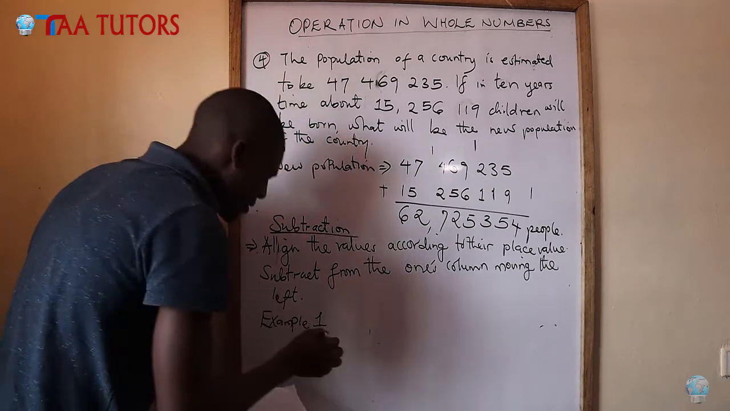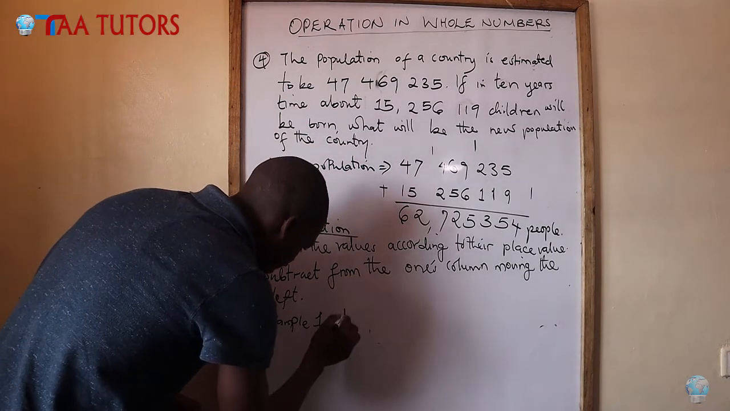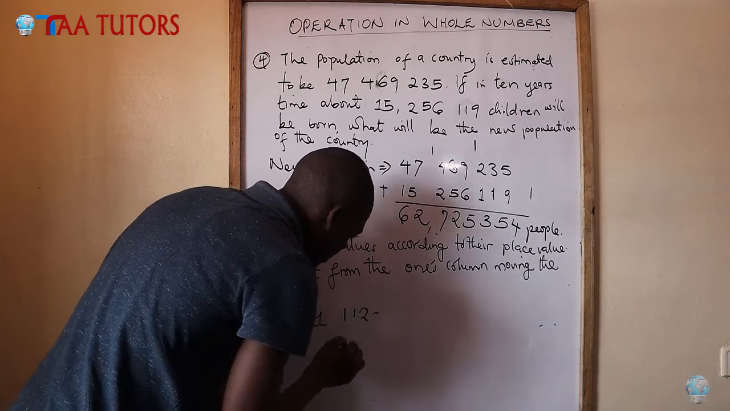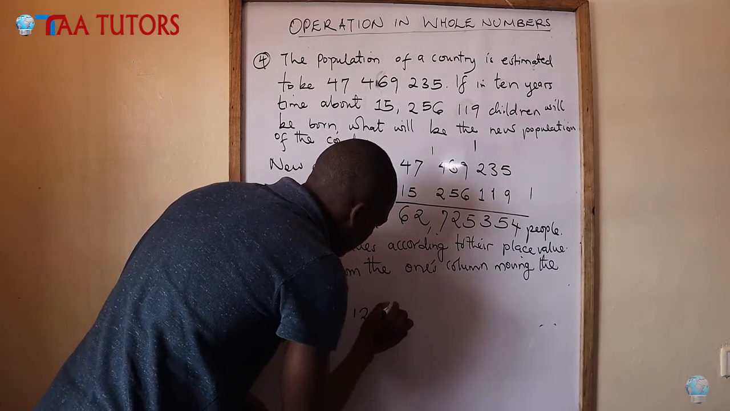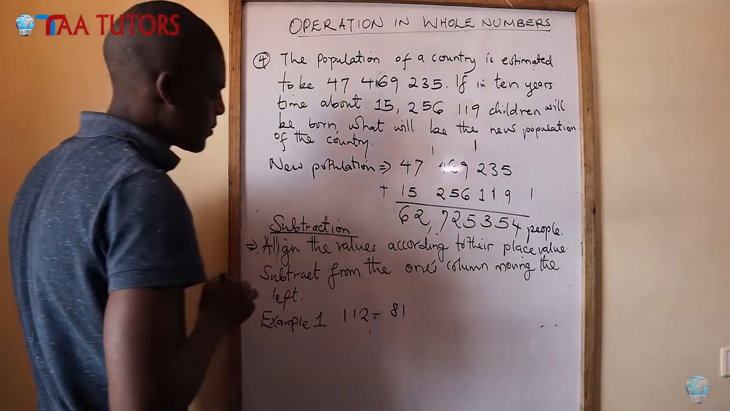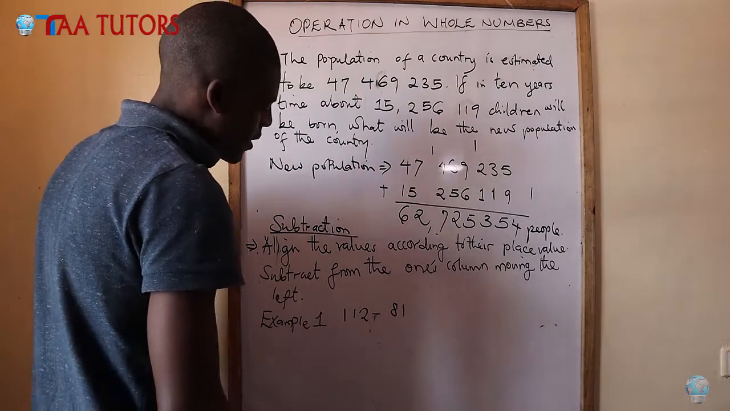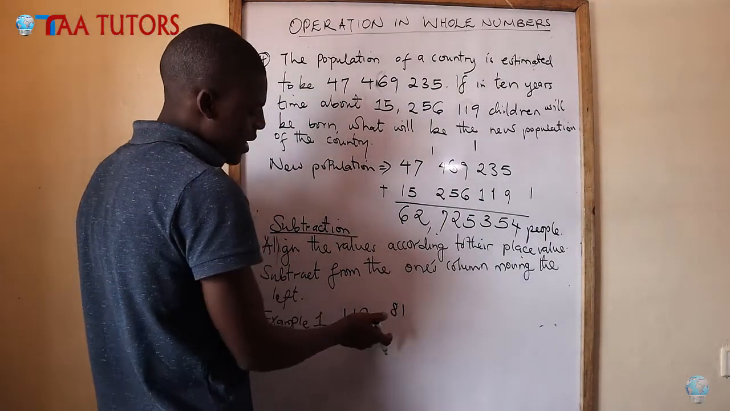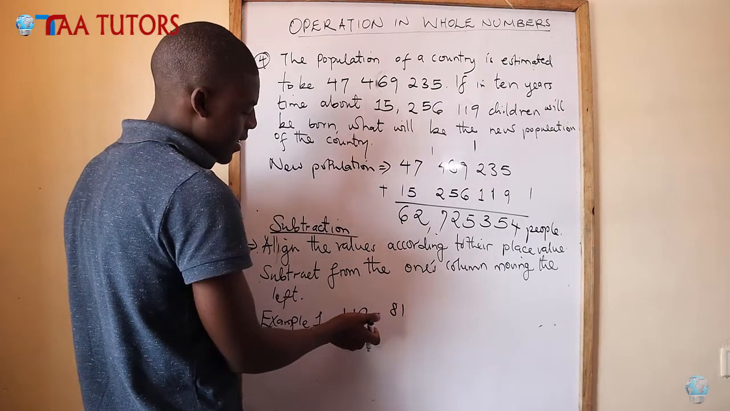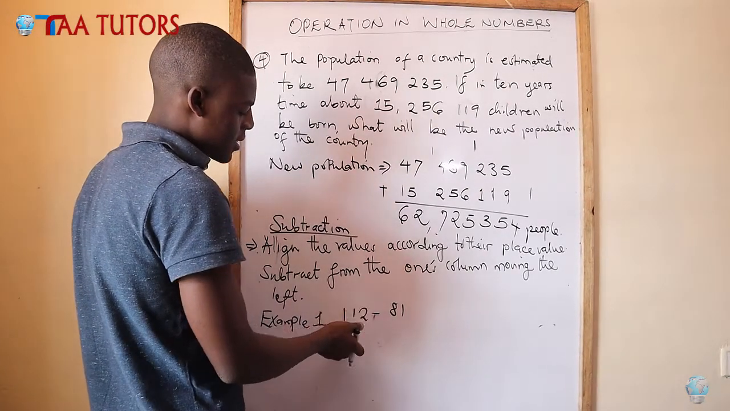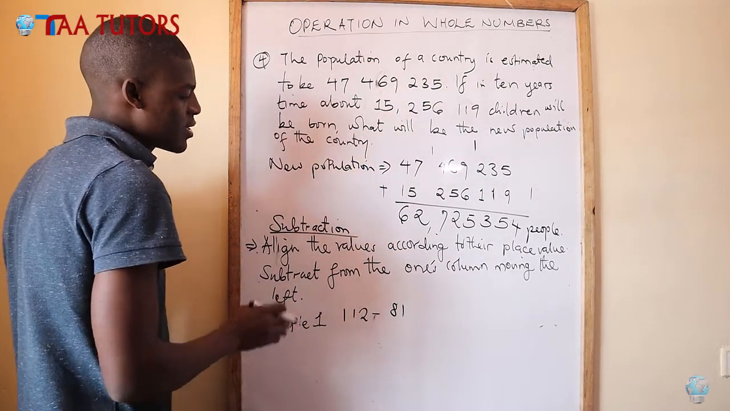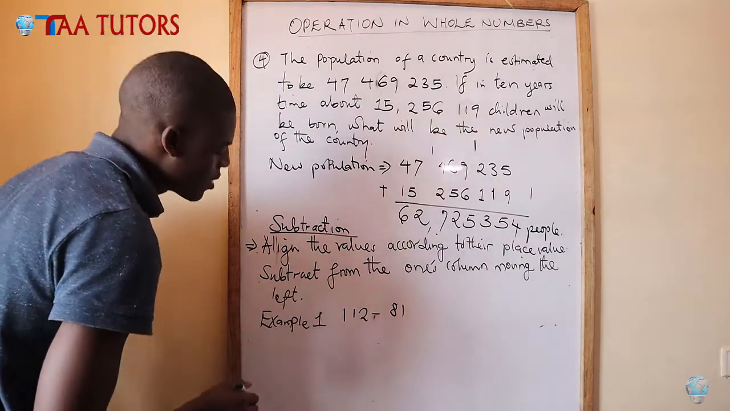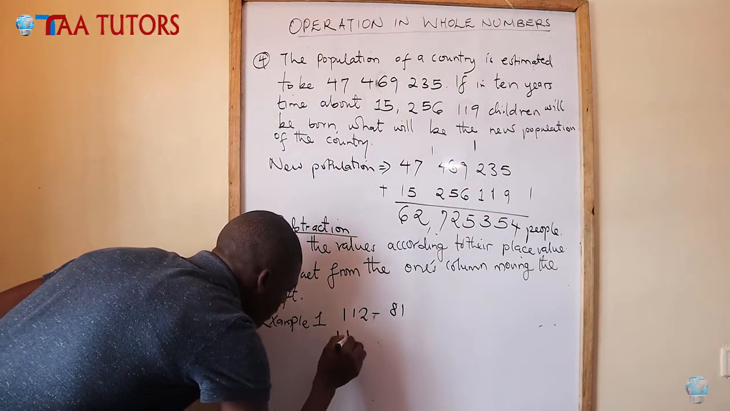We have 112 minus 81. From here, you can see that 1 and 2 are in the ones column, 8 and 1 are in the tens column, then this one is alone in the 100 column, but that one may not be visible to all students. So we go to this method.